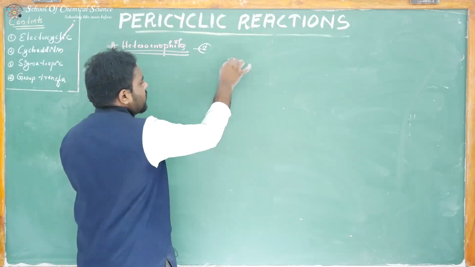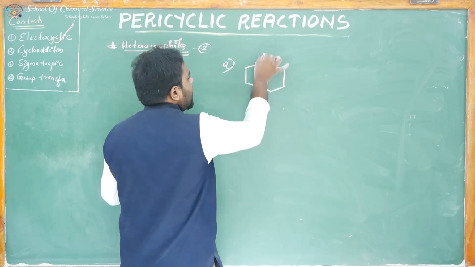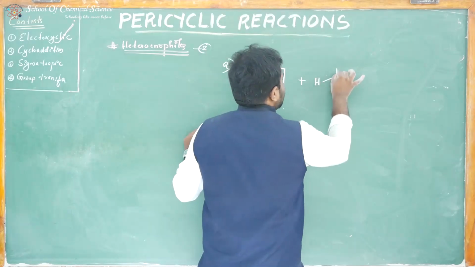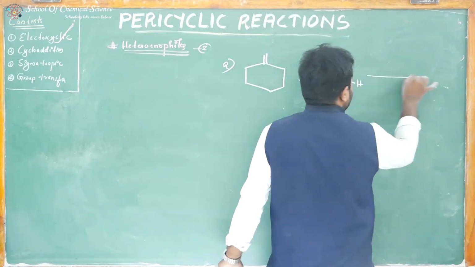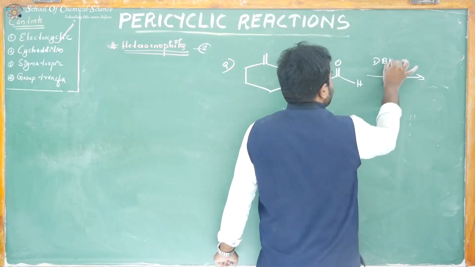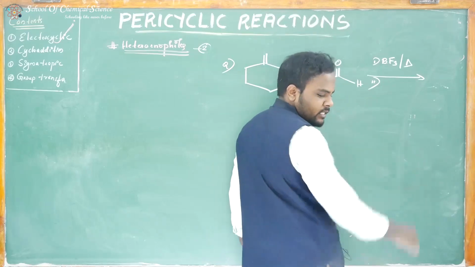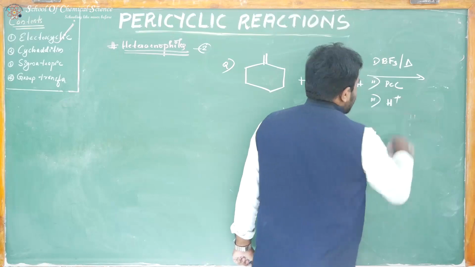Next question, a 6-membered ring. Here a double bond is present plus formaldehyde, HC double bond to OH. First step, BF3, which is a Lewis acid, under thermal condition. Second step, PCC. Third step, an extra H+.